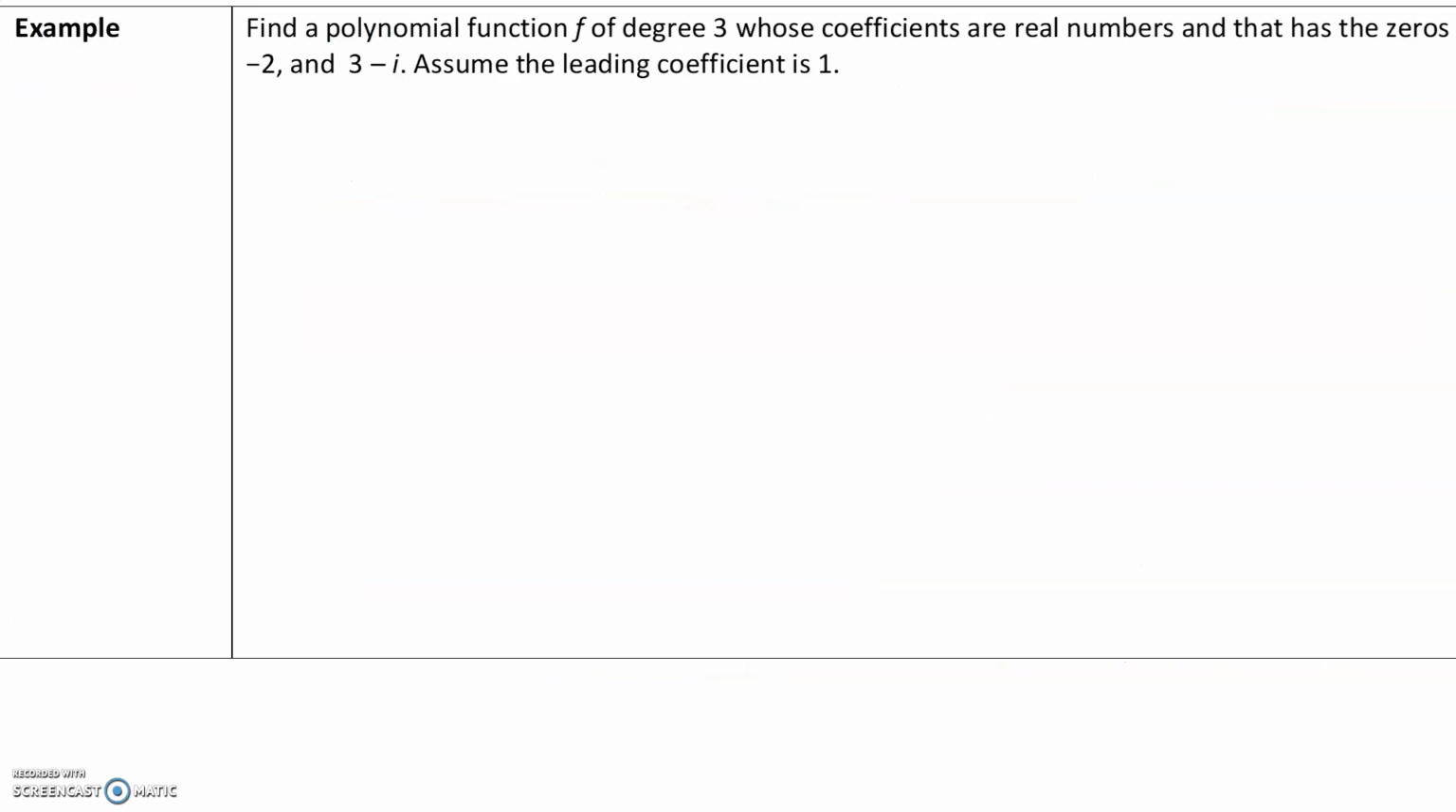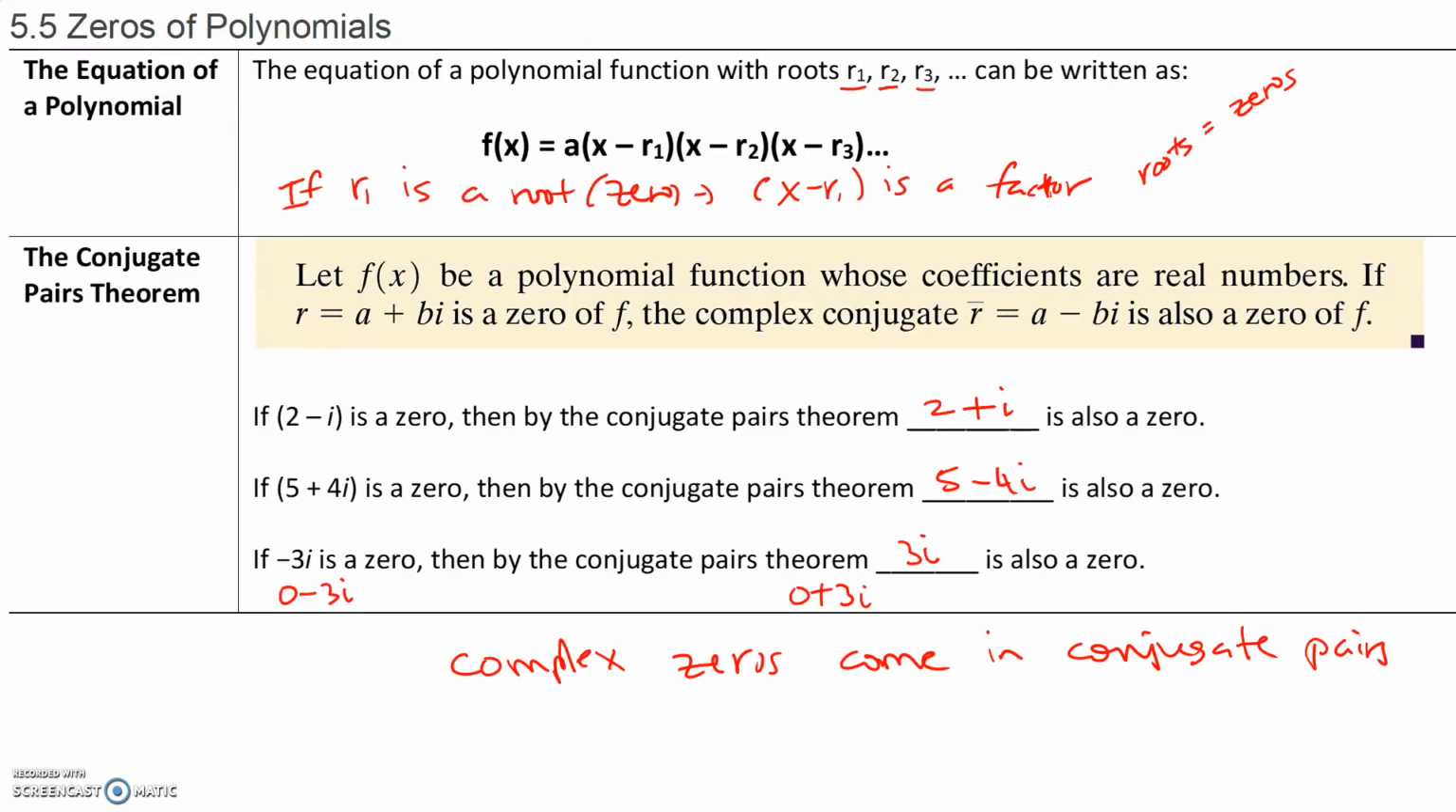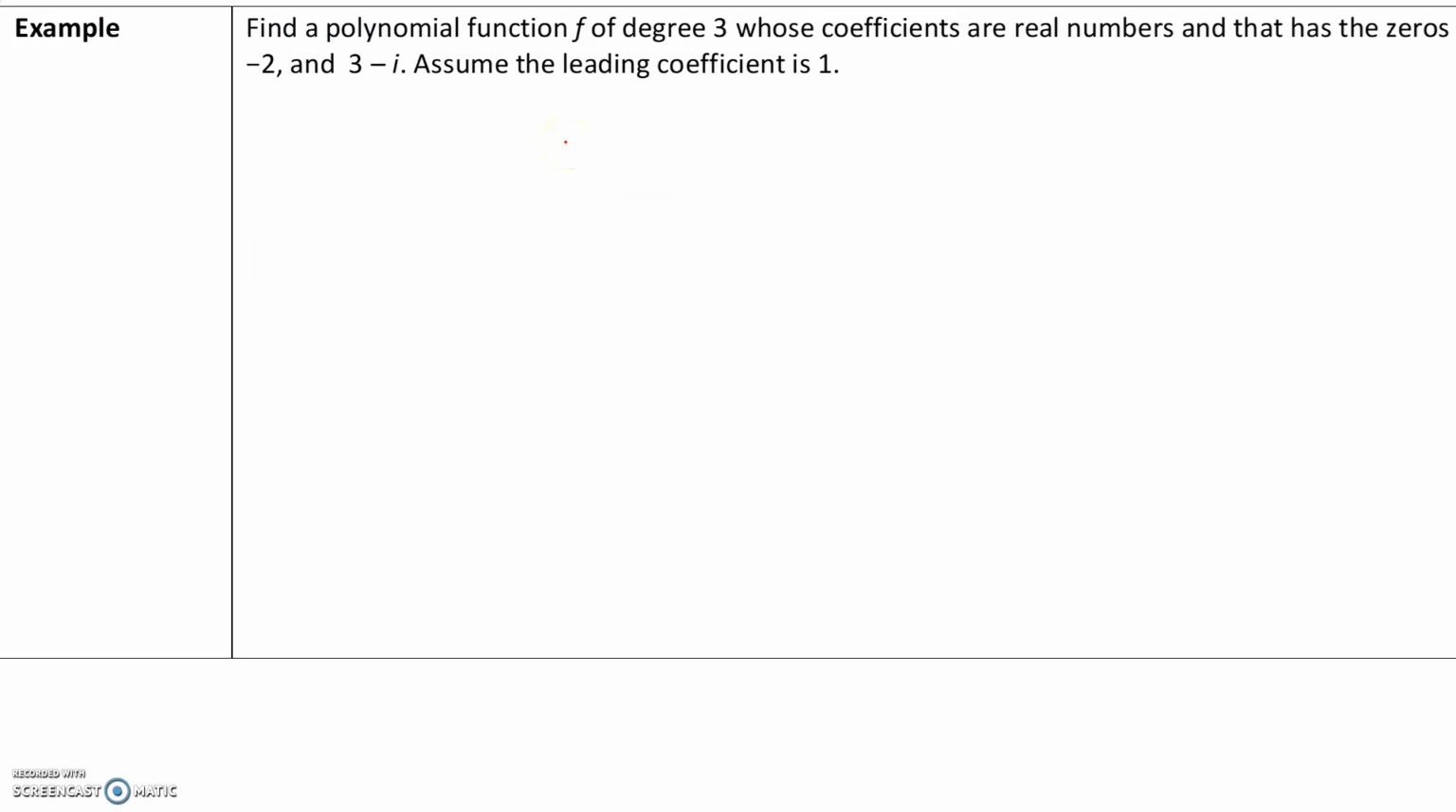Now let's take a look at our first example. Find a polynomial function f of degree 3 whose coefficients are real numbers and that has zeros negative 2 and 3 minus i. Assume the leading coefficient is 1. The leading coefficient is your a value, so in this case, a is equal to 1.